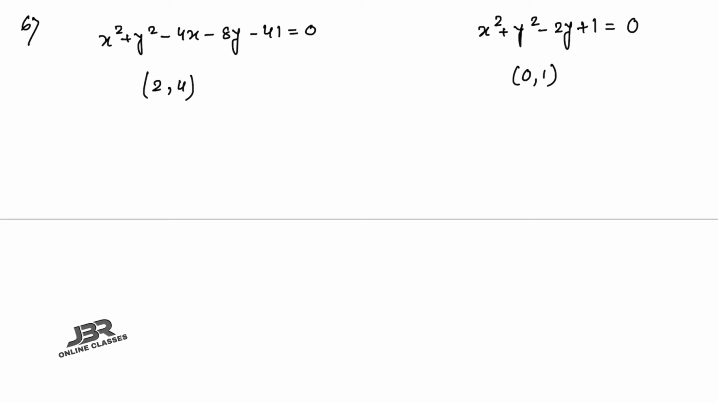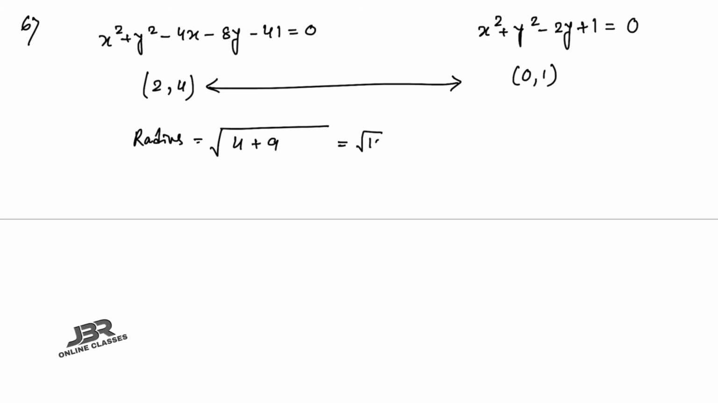Okay, now according to the problem you have to find the equation of the circle which passes through the center of the first circle and is concentric with the second one. That means if you find the distance between these two points, that will be the radius of your required circle. I repeat, the distance between these two points will be the radius. So radius equal to, you know the distance formula, root over (2 minus 0) square, that's 4, and (4 minus 1) square, that's 9. So root over 13. Okay, root over 13 is the required radius.